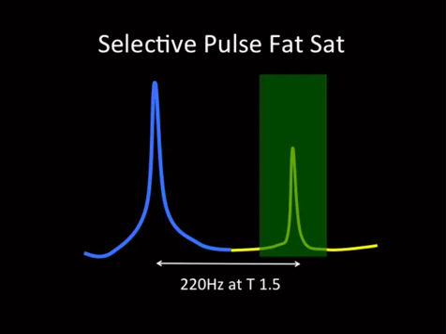Whereas the water can be excited and rephased and produce a signal. So you're hitting them, and then when you hit them again a second time, they're nulled instead of producing signal when you're ready to pick it up.